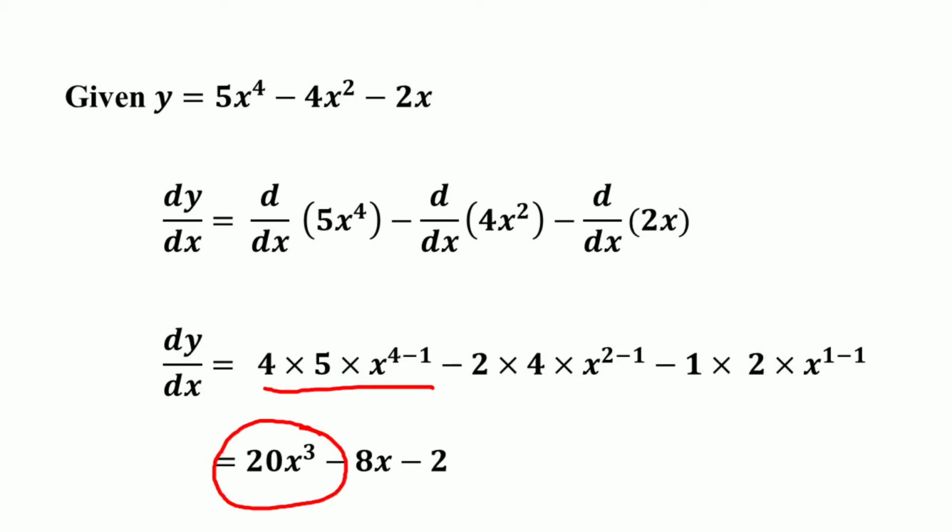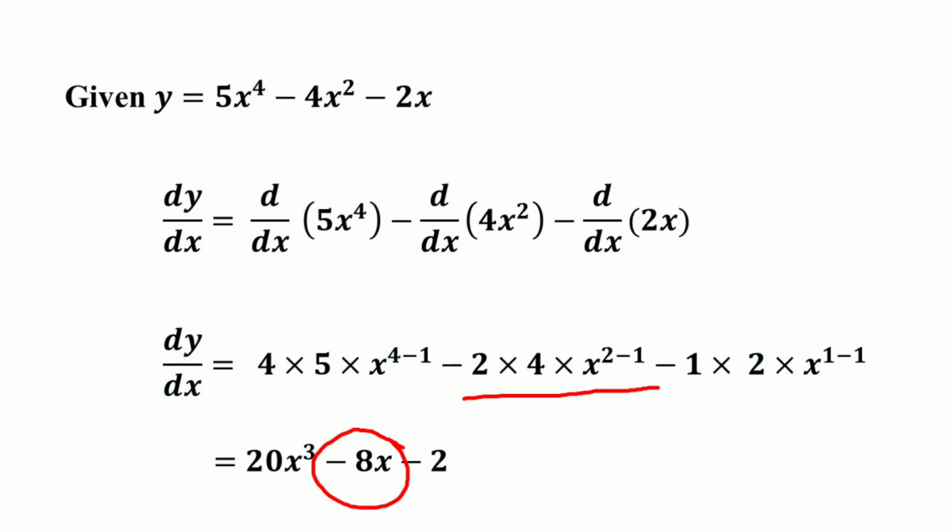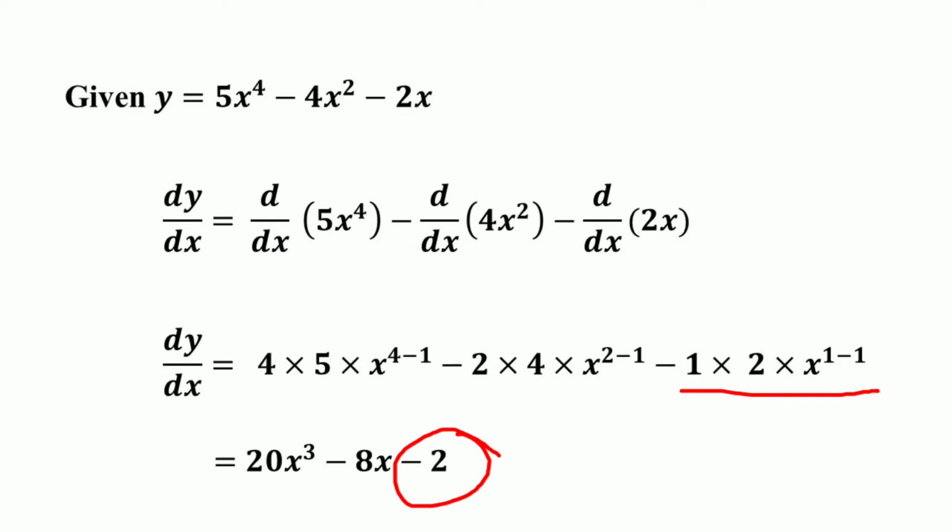So 4 into 5 into x raised to the power 4 minus 1 is equal to 20x cube, minus 2 into 4 into x raised to 2 minus 1, which is equal to 8x, minus 1 into 2 into x raised to 1 minus 1. Here 1 into 2 is equal to 2 into x raised to 1 minus 1, which is x raised to the power 0. So x raised to the power 0 is always equal to 1. So 1 into 2 into 1 is equal to 2. So the derivative of the given function by applying the difference rule is equal to 20x cube minus 8x minus 2.